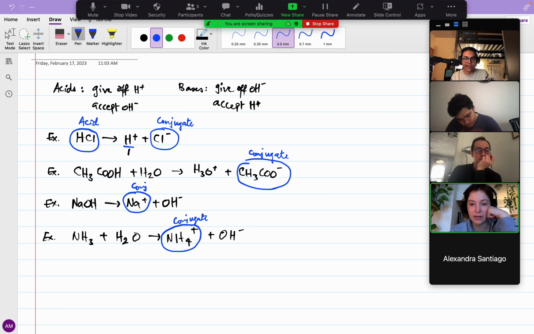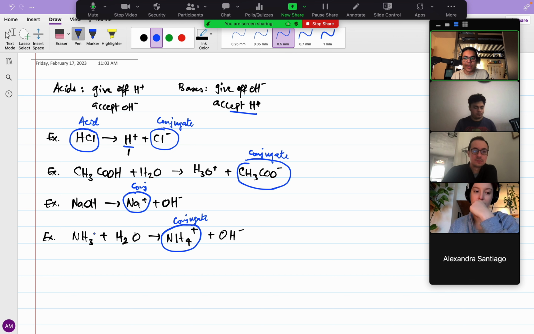So NH4 plus is the conjugate. Wait, sorry, what is tricky about that? So there's two ways to think about why NH3 is a base, right? One is that on the product side, you see an OH minus pop up, which is what we expect from bases. But the OH minus didn't really come from NH3. NH3 didn't have OH to begin with. It came from water, right? So here is where we apply the other definition of base, which is accept H plus. What happened was NH3 stole an H plus from H2O, and that's why it's a base.